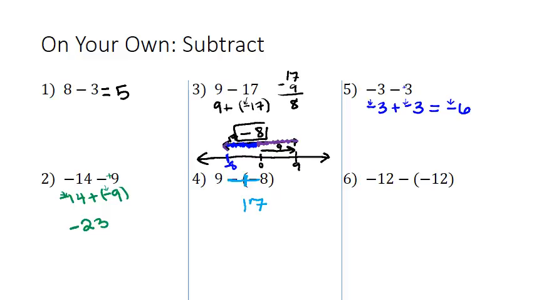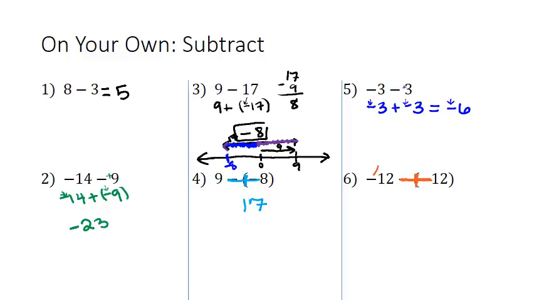And finally, down here we have negative 12 minus negative 12. Again, subtracting a negative number is going to be the same as adding a positive number. So subtracting a negative, we're going to turn this into a giant positive sign right here. So we're going to say negative 12 plus 12. Well, that's going to be the same as adding an opposite.